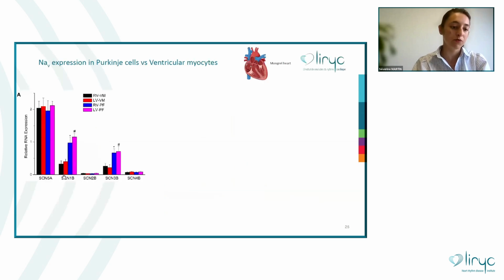For the mRNA expression, they observed a similar expression of the SCN5A gene between all the categories of right or left ventricular myocytes or right or left Purkinje fiber. But they also noticed a higher expression of SCN1B and SCN3B inside Purkinje fiber compared to ventricular myocytes. So the conclusion.